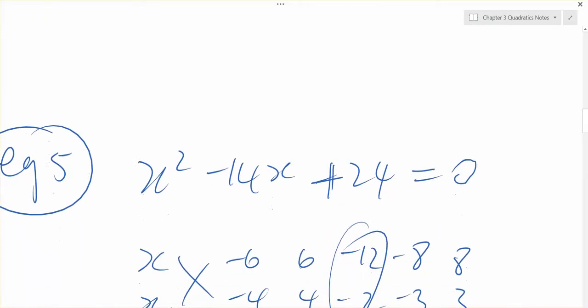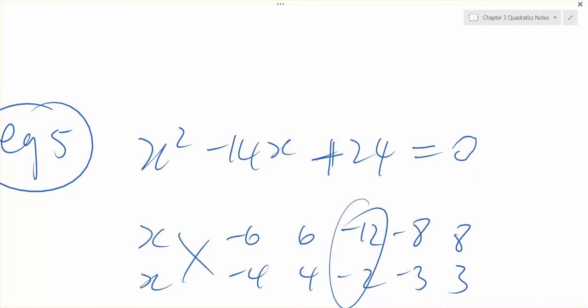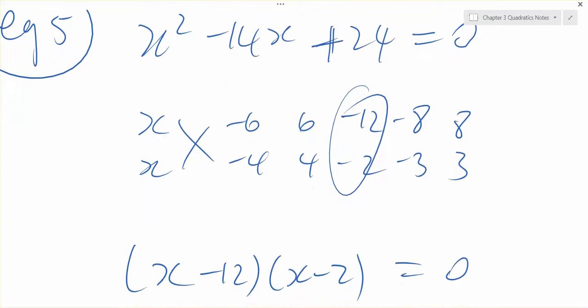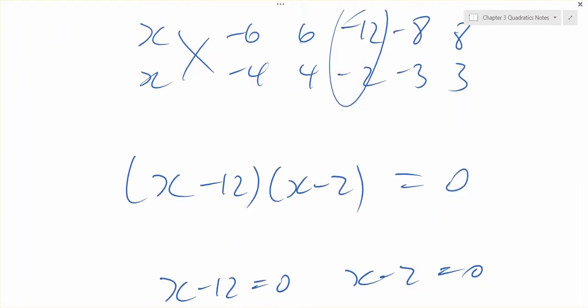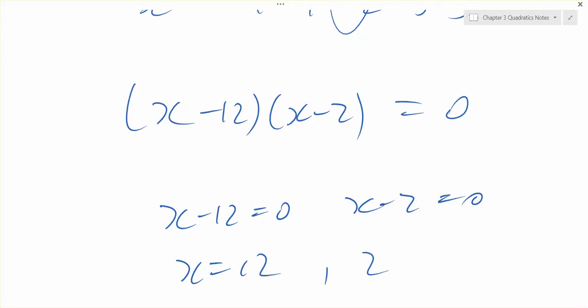So I use cross products. I found all the combinations that give me 24, but add together give me negative 14. And the combination I found was negative 12 and negative 2. So I factorize it accordingly, and I can then use the null factor law to solve it. So again, either x minus 12 equals 0 or x minus 2 equals 0. So therefore x equals 12 and 2.